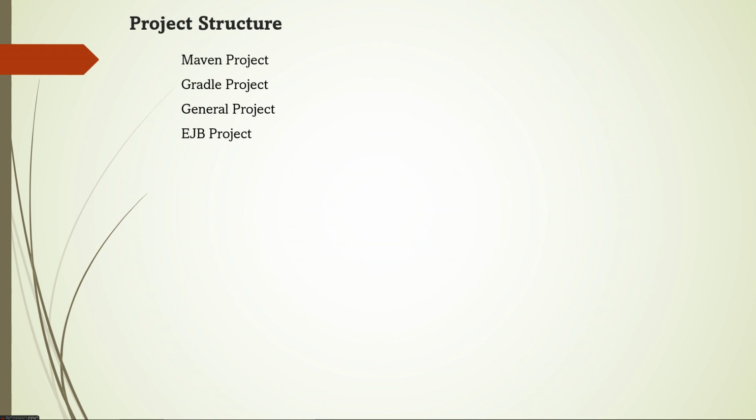The third component is project structure. We create the project structure in our Eclipse, Visual Studio, or IntelliJ. This is basically the skeleton which helps us create a project inside our IDE. We can create either a Maven project, Gradle project, general project, or EJB project. It is the user's choice which type they prefer and are comfortable with. Basically, this gives you a predefined structure inside your framework. So again, it is up to you.